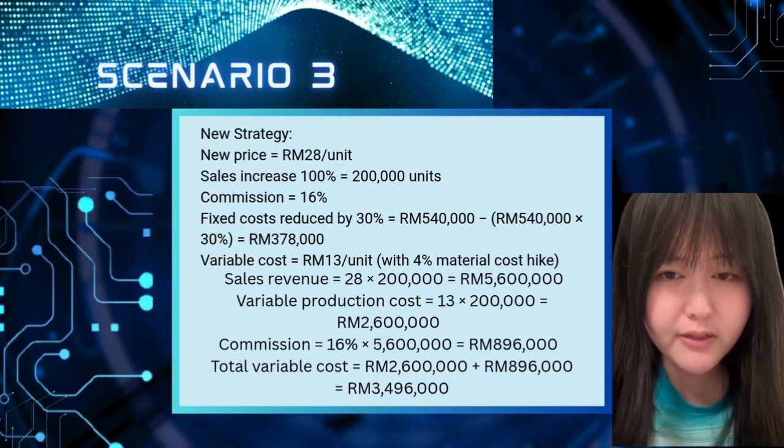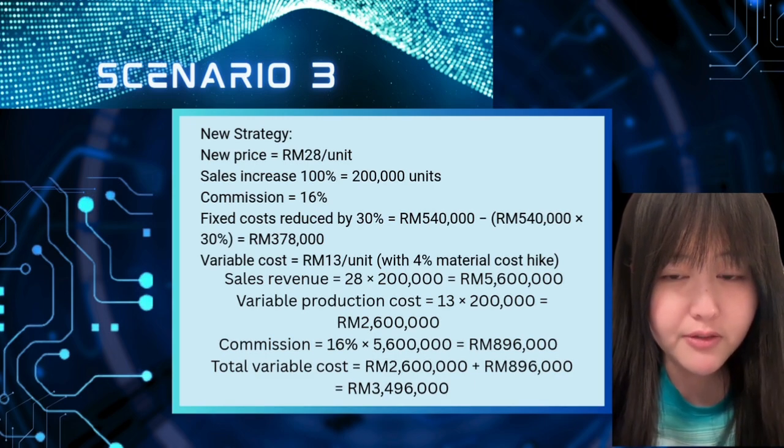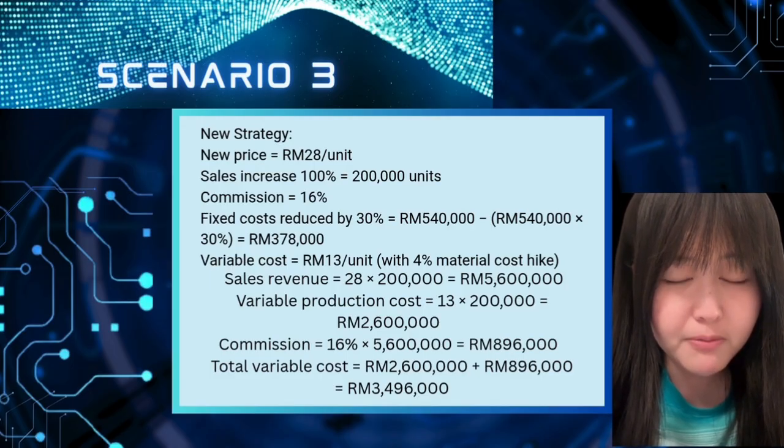The company plans to raise the price to 28 per unit. Sales are expected to double to 200,000 units. The commission increased to 16%. At the same time, fixed costs are reduced by 30%, so the new fixed cost is 378,000. Let's do the math.